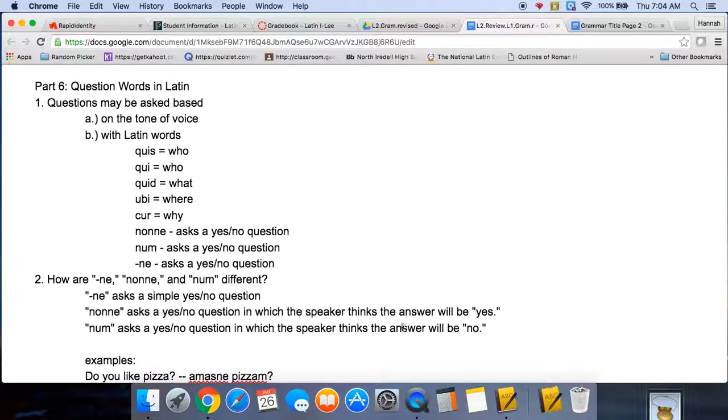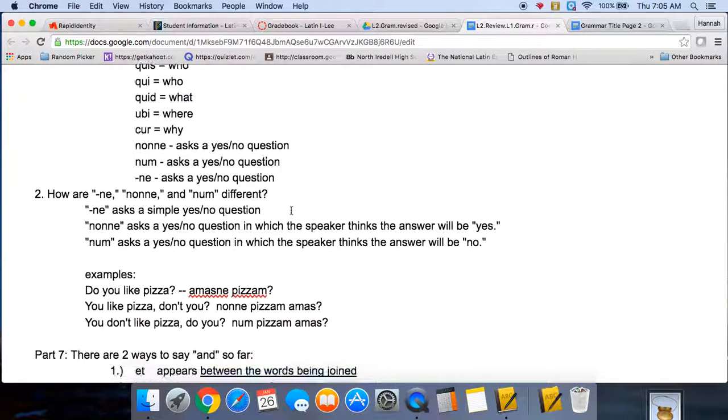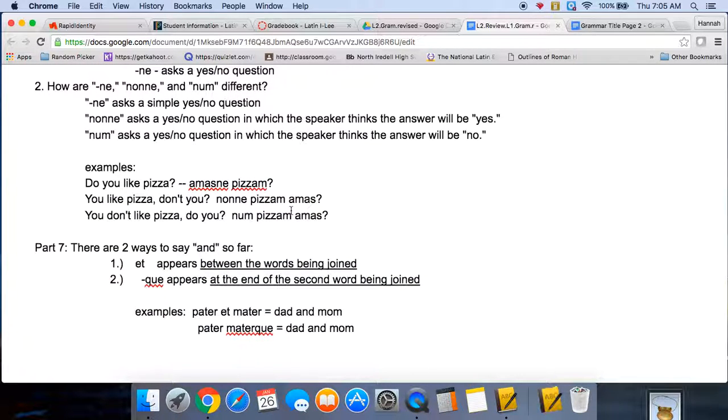Part 6, we have question words. You could change the tone of your voice to indicate that you're asking a question. You could start with a question word, and you can kind of read over those. There are 3 different words that indicate a yes-no type question, and they differ in how they're used. If the first word in the sentence ends in -ne, it indicates that it is a question, and you're just asking a yes-no thing. Do you like ice cream?